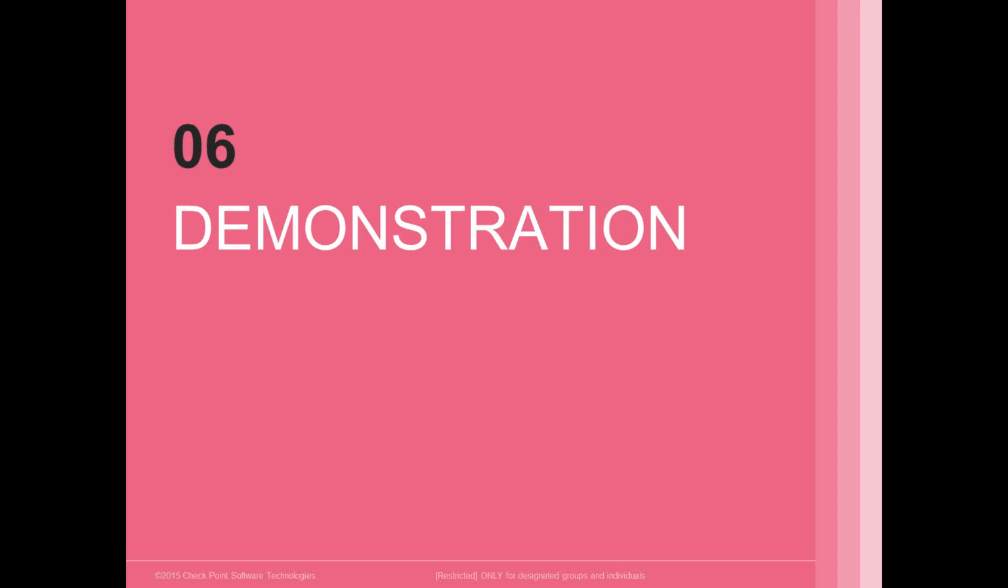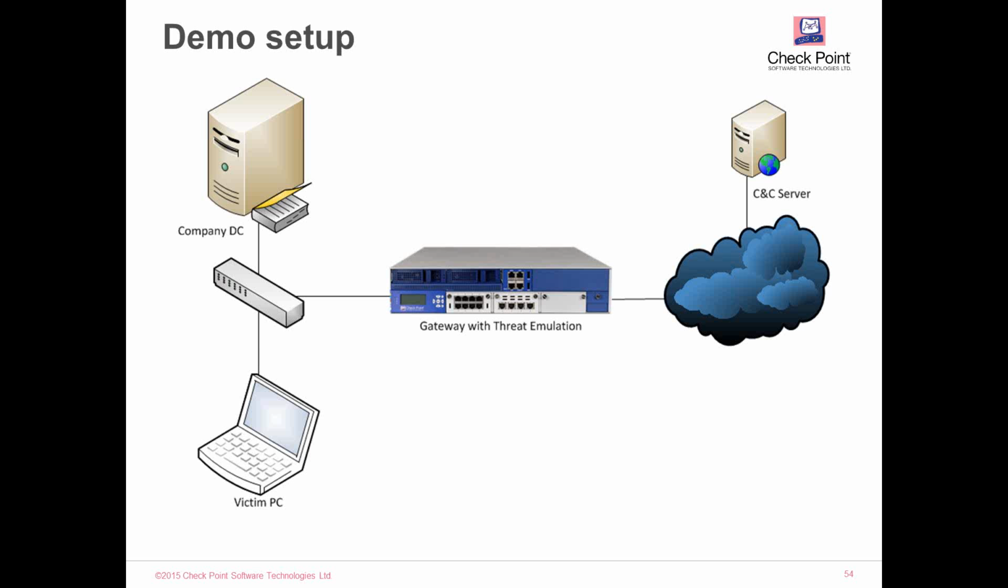Okay guys, so now into the demonstration. We're going to take a little look at what this technology does in action. This is the environment that we have set up. We have an imaginary company with a domain controller and a victim PC on the left-hand side. We have a gateway running threat emulation, which is sitting in my network. And then over on the right-hand side, we have my command and control, or my attacker, my bad guy, trying to take control of the network.